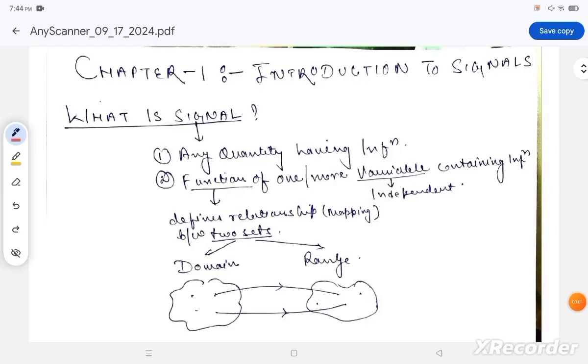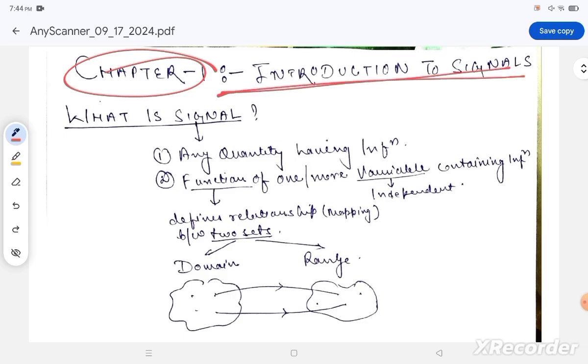Hello everyone. So today we are going to start chapter 1 of Signals and Systems, and the name of the chapter is Introduction to Signals. Now, without wasting time, let us start with the first topic, that is, what is a signal?